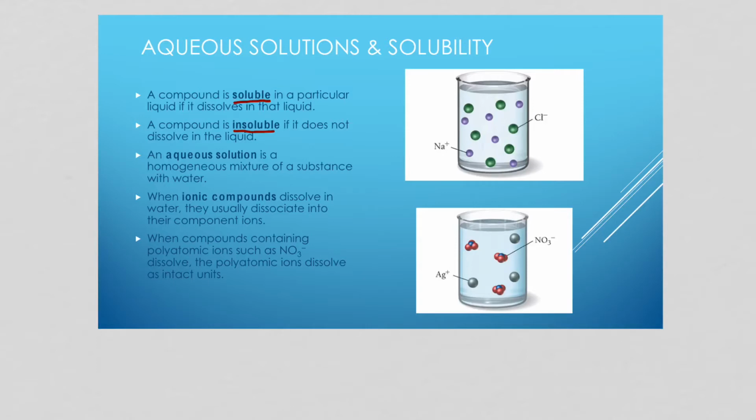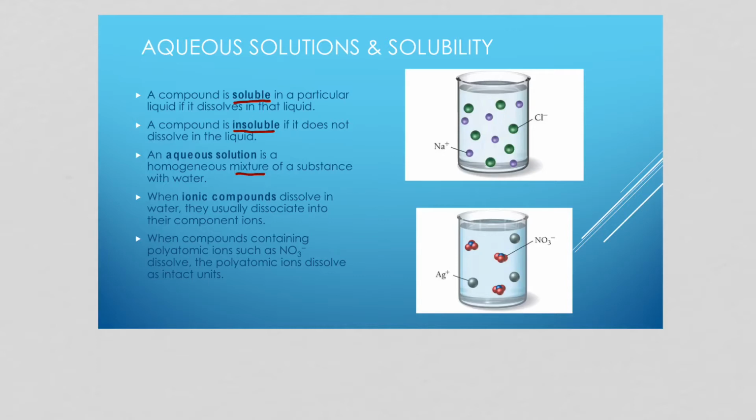Now, an aqueous solution, as I've stated before, is simply a homogeneous mixture of a substance with water, right? So something that dissolves, that is soluble in water, and forms a homogeneous mixture. That's an aqueous solution. So a solution is just another term for mixture, right? Or homogeneous mixture specifically. Now, we're going to be looking at specifically ionic compounds and their solubility in water.